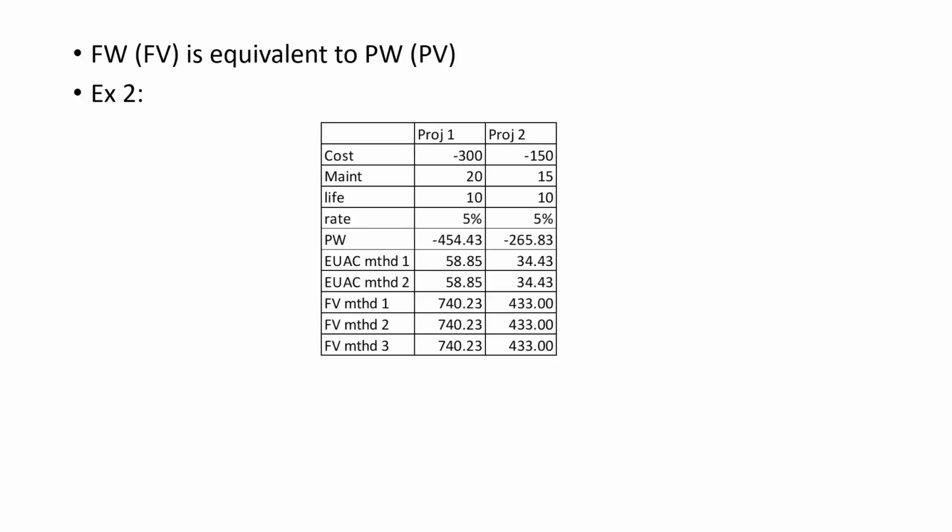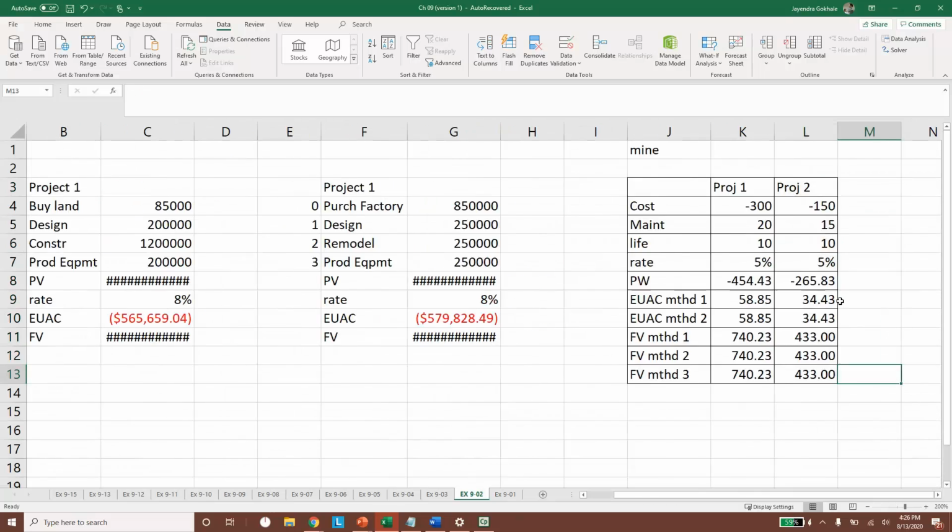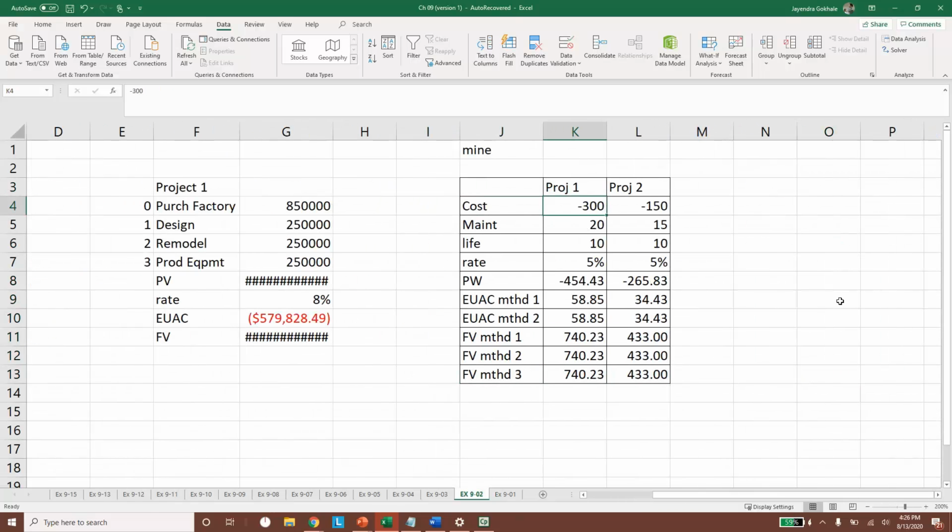Okay, so future value is equivalent to present value, and the reason for that is, let's look at 2 projects. These are the 2 projects. The cost is 300. The maintenance cost, so there is a setup cost, initial setup cost. The maintenance cost per year is 20 and 15 respectively. Again, that's negative because of cash flow association. Should make that negative, but it's okay, we'll keep that. Lifetime of each project is 10 years, and the rate of discounting is 5%, or the MARR is 5%.